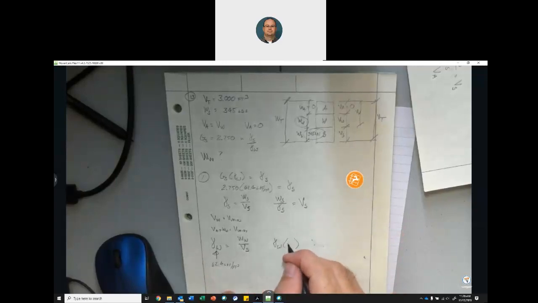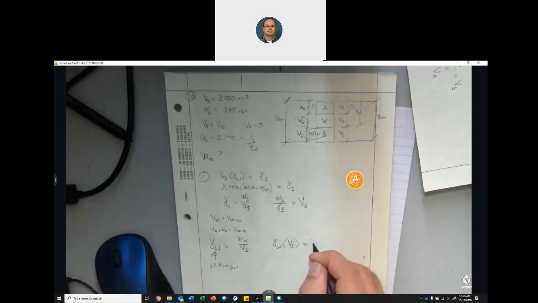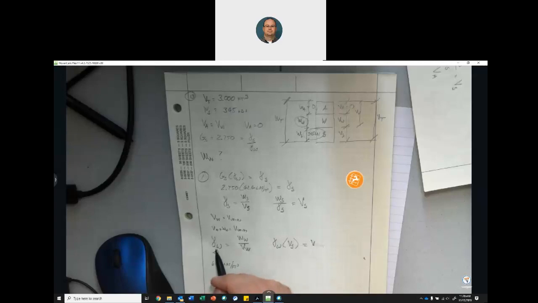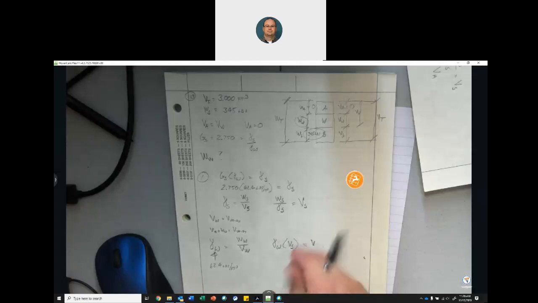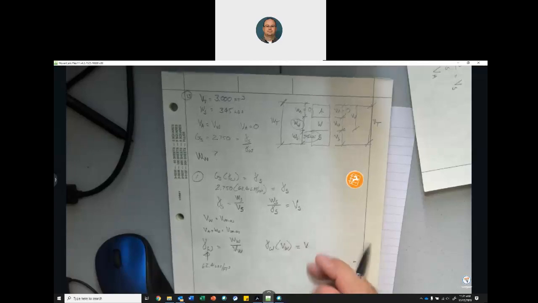Okay. Unit weight of water times the volume of solids will equal, times the volume, volume of water. This is unit weight of water equals weight of water divided by volume of water, right? Density. Unit weight of water times the volume of water will equal the weight of water.